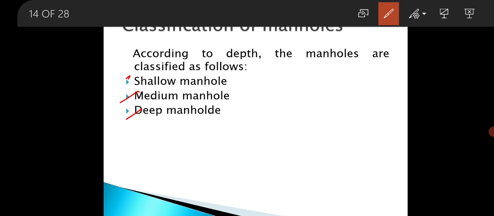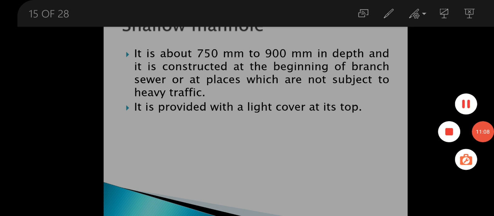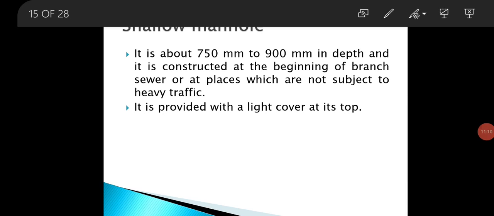So shallow manhole is about 750 mm to 900 mm in depth, and it is generally provided at the beginning of the branch sewer or at places which are not subjected to heavy traffic, and this is generally provided with a light cover at its top.